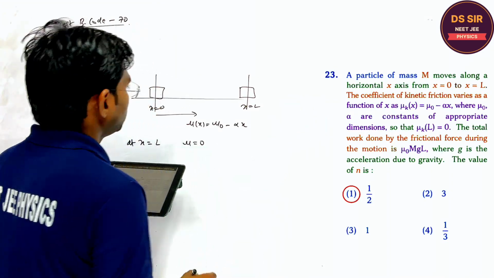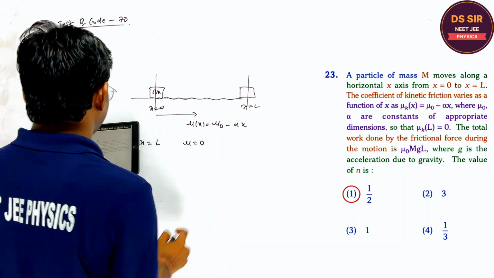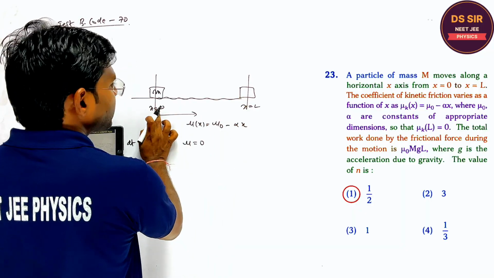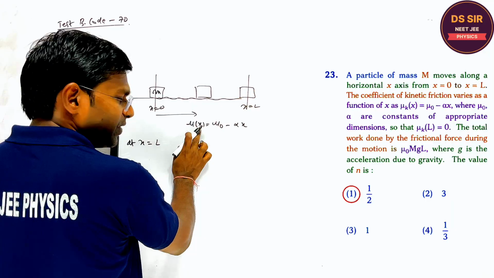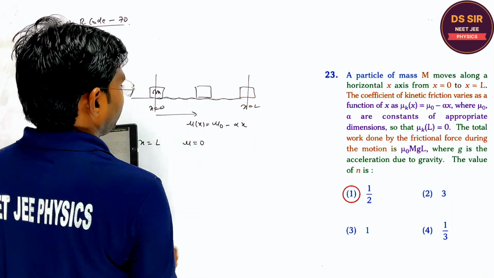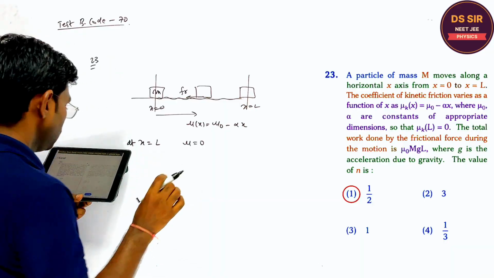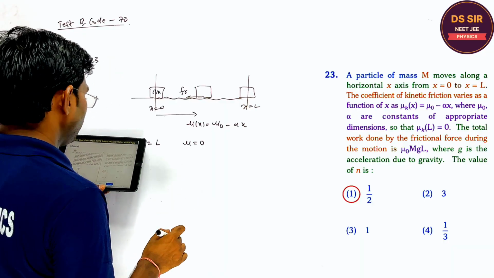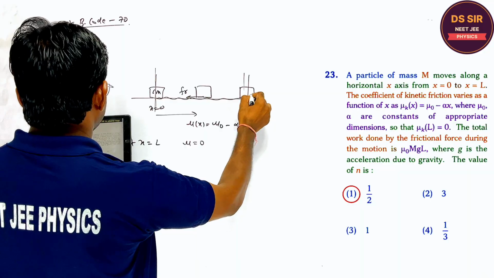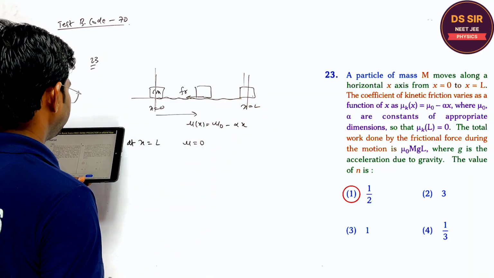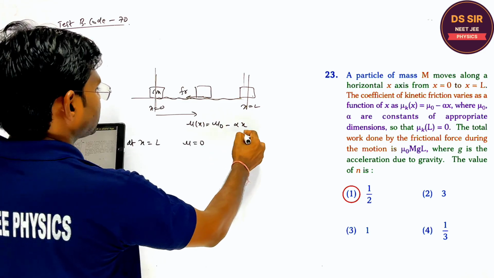So read this question. In this question, there is a particle of mass m and it is moving on a rough horizontal surface between x is equal to 0 to x is equal to L, and the friction coefficient is mu naught minus alpha x. It is given. So the friction will be acting over here. So you have to find the total work done by the frictional force from here to here, so that the kinetic energy varies. Coefficient of kinetic friction is this.